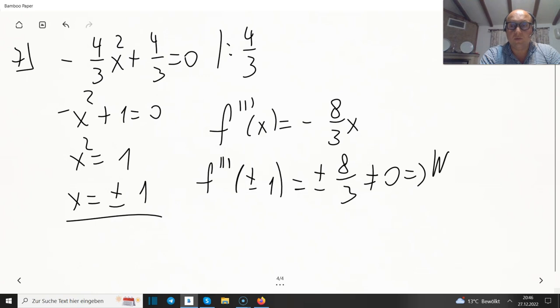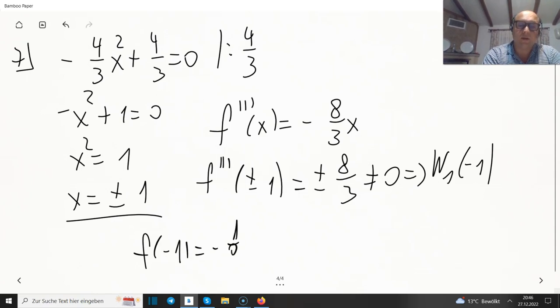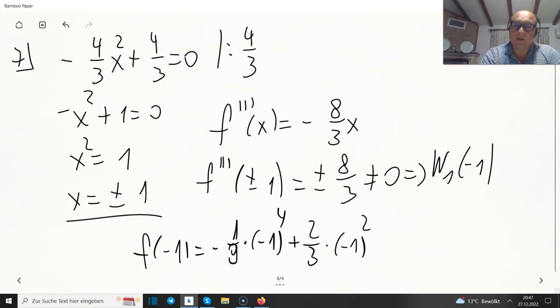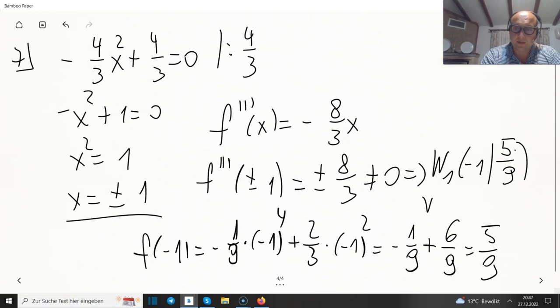So we have points of inflection. Let's call it W1 at minus 1. What do we have if we consider f of minus 1? This is minus 1 divided by 9 times minus 1 to the power of 4 plus 2 thirds times minus 1 squared. So we have minus 1 divided by 9 plus 2 thirds, which is, if we multiply times 3, it's 6/9, right? So it's 5 divided by 9. And once again, because of the symmetry, the second point of inflection would have the same y value.